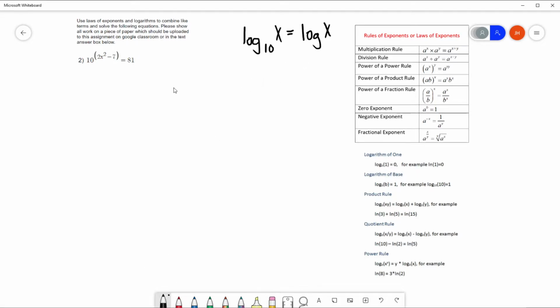So I am gonna just do a log to both sides here, actually. That's all I'm gonna do. I'm gonna take log of 10 to the 2x squared minus 7. So log of 10 to the power of 2x squared minus 7, and it's going to equal log of 81.